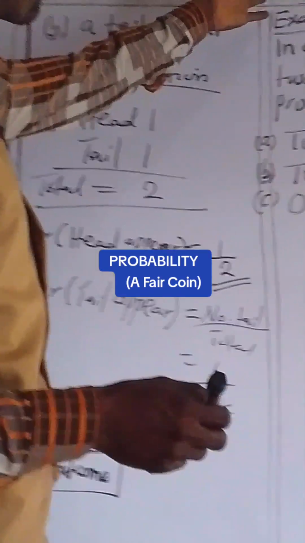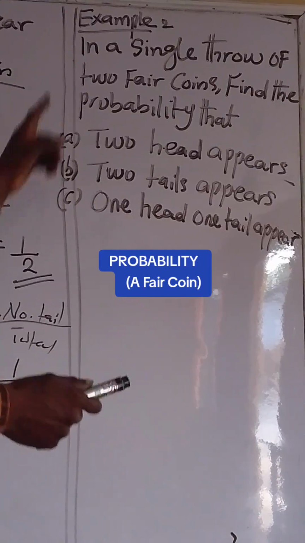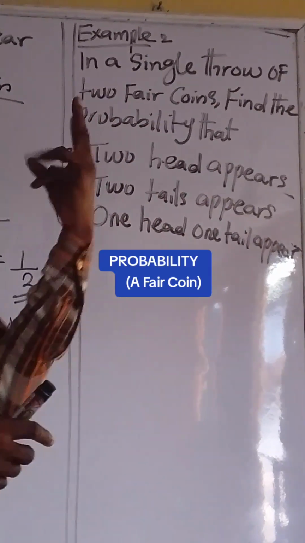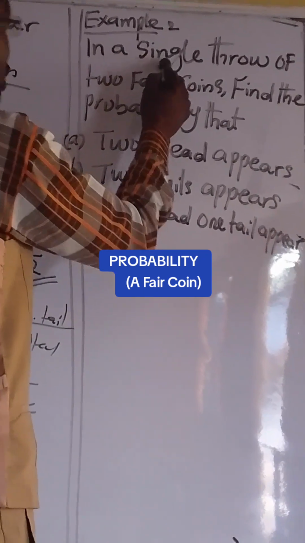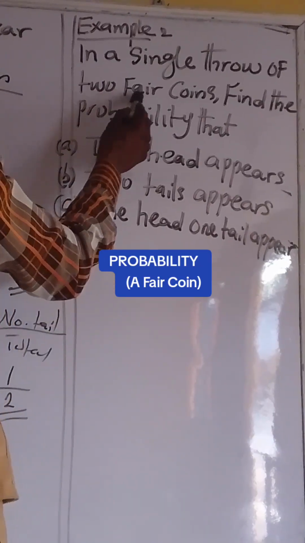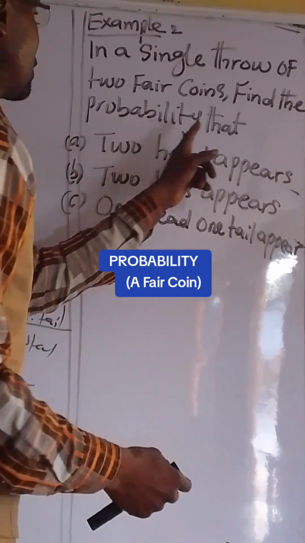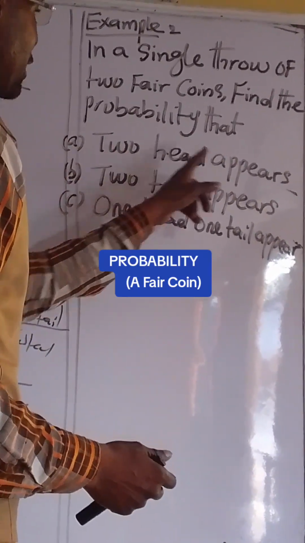Now let me go to example 2. You know that example 1 is throwing once. But now we are throwing it 2 times. In a single throw of 2 fair coins, that is, the coins are 2, find the probability that 2 heads appear.